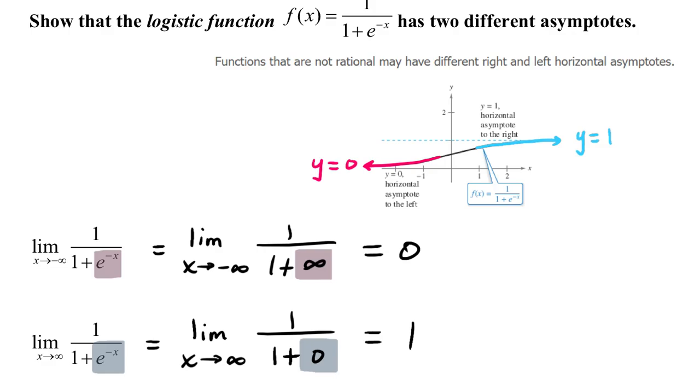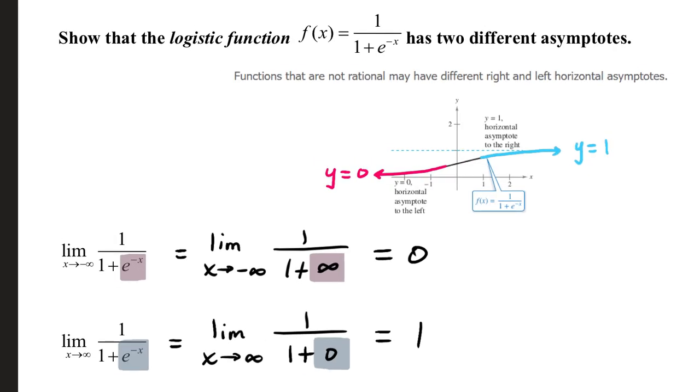Show that the logistic function f of x equals 1 over 1 plus e to the negative x has two different asymptotes. So what we're going to do is investigate the limits as x approaches negative infinity and x approaches positive infinity. In our first limit, we're going to let x approach negative infinity.